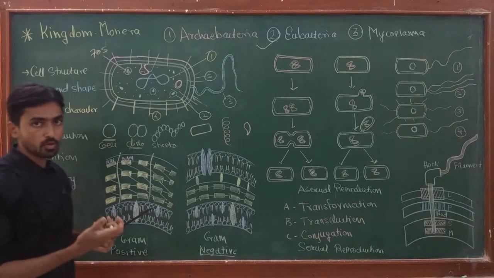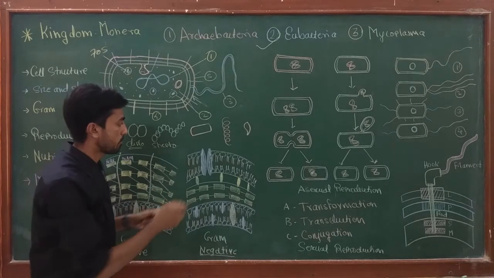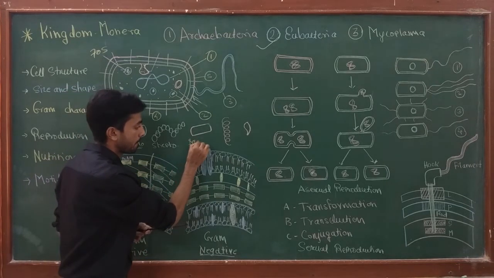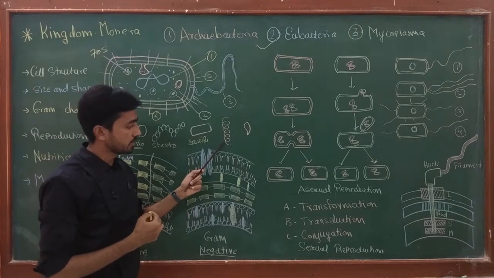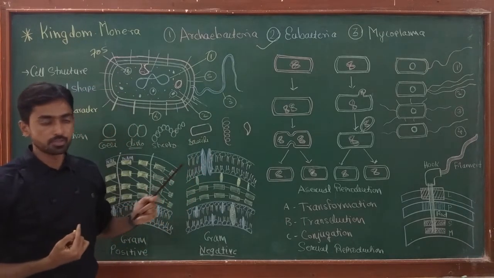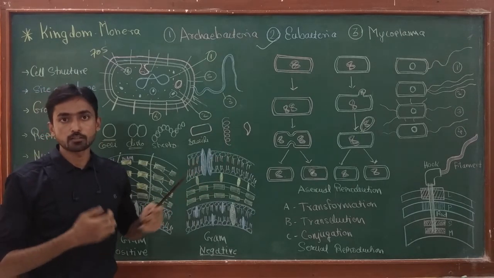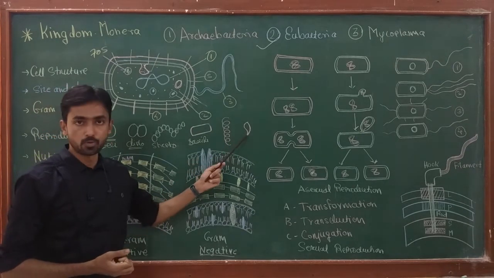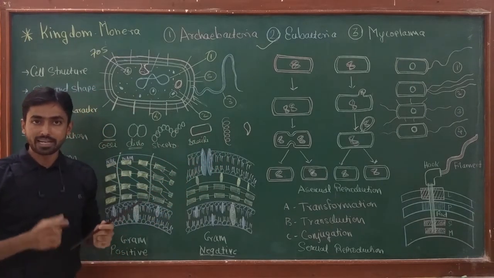Then bacteria also show a cylindrical, elongated, rod-like structure called bacilli. Sometimes bacteria are present in a spiral conformation, which is called spirillum. And comma-shaped bacterial cells are also present. They are called vibrio. So all these are the different shapes of the bacterial cell.